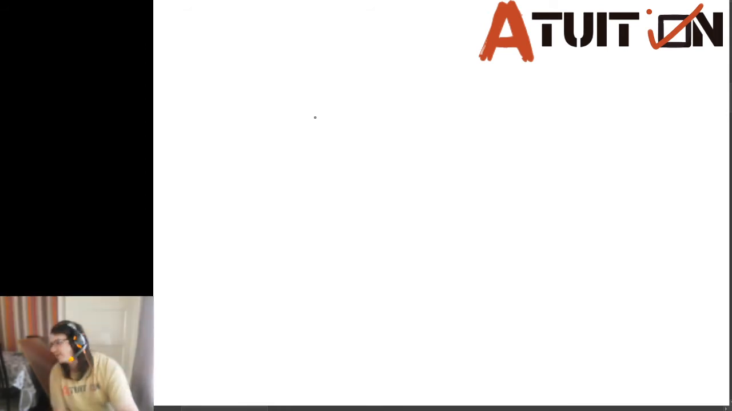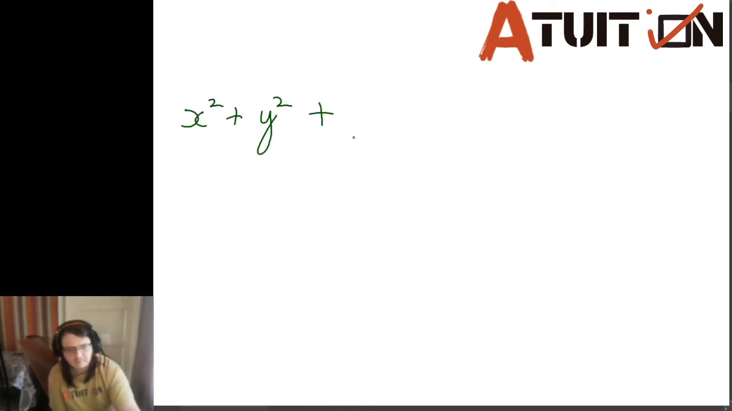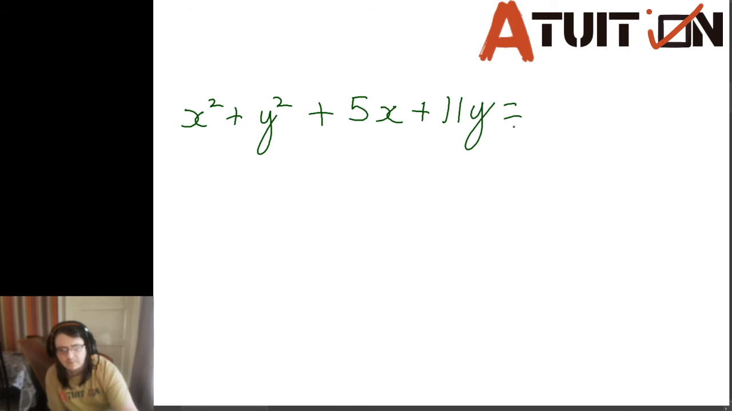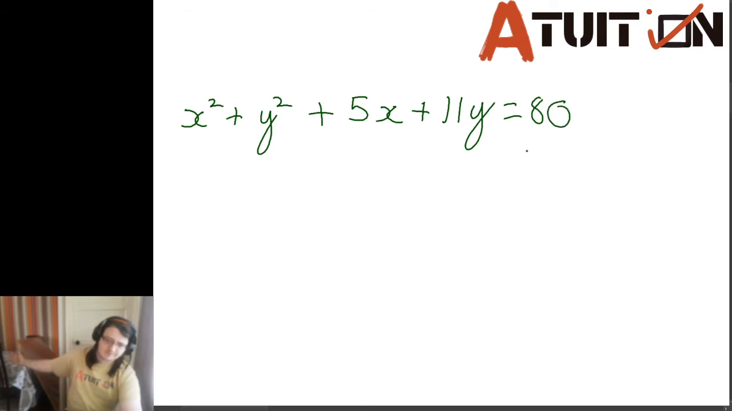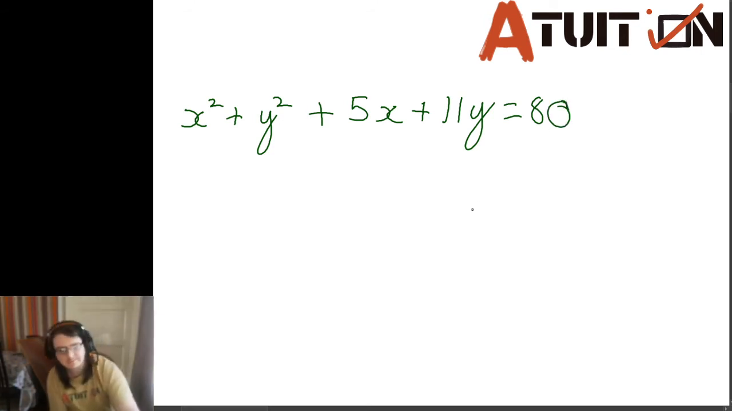Alright, so let's do the exact same thing again. Not the exact same thing. You could just put the video to the start and watch it again. We'll do another example. Let's say we've got x squared and y squared, and we've also got, let's have one that makes a horrible number, 5x. Plus 11y, because why not? And let's say that that is equal to 80. Yeah, why not?